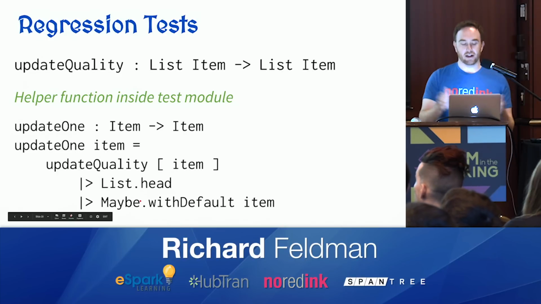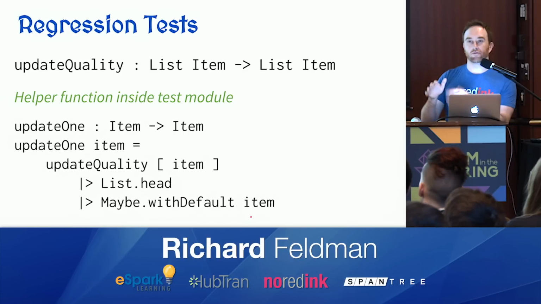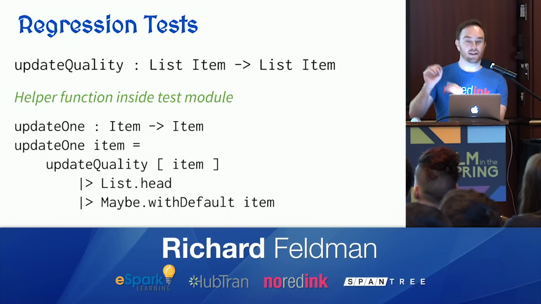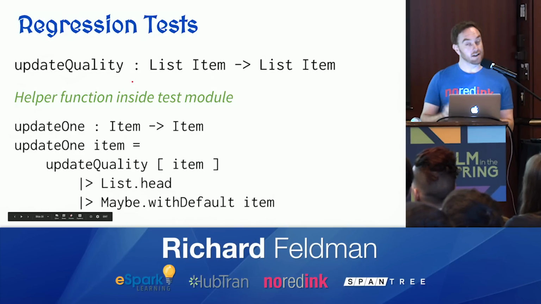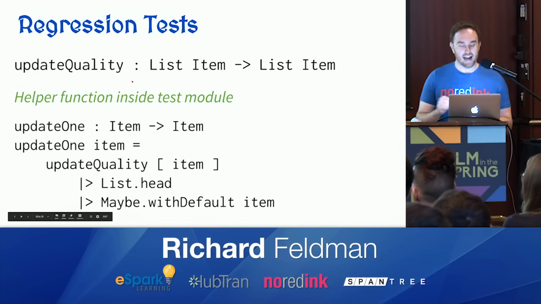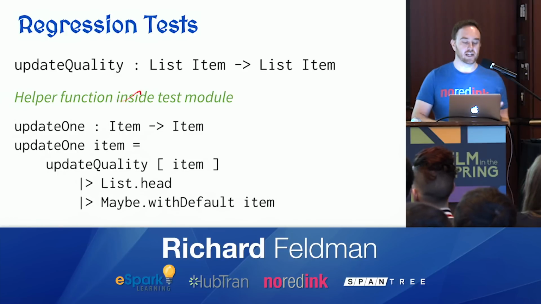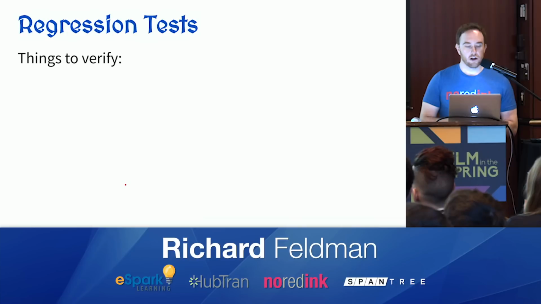And because it's a Maybe, we're going to need to handle the default somehow and just return the item. We could make this a little more robust if we wanted to, and check whether we're actually getting back one item afterwards, because it's theoretically possible that update quality, although it's supposed to update quality, actually goes through and adds items to the list. That would be bad, but we aren't checking for that in this little helper function. That's something we possibly could do. Okay, so what do we want to verify in these regression tests?